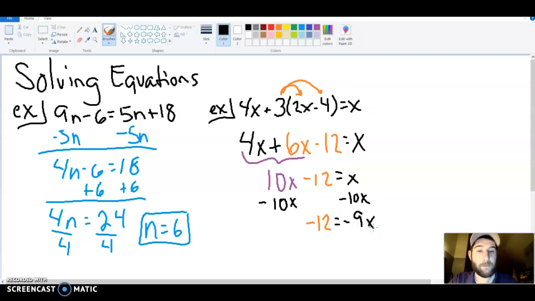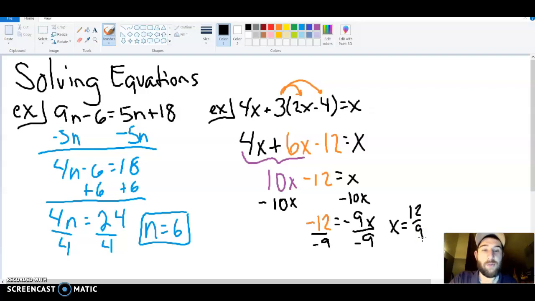And now we're able to finally get our value by itself. We're going to be able to do that by, not subtracting, dividing. We're going to be able to do that by dividing by the negative 9 on both sides. Negative 12 divided by negative 9 gives us a positive value. So our value of x is equal to a positive 12 over 9.